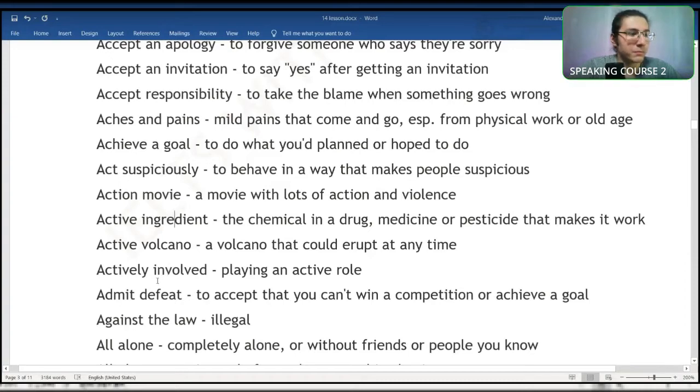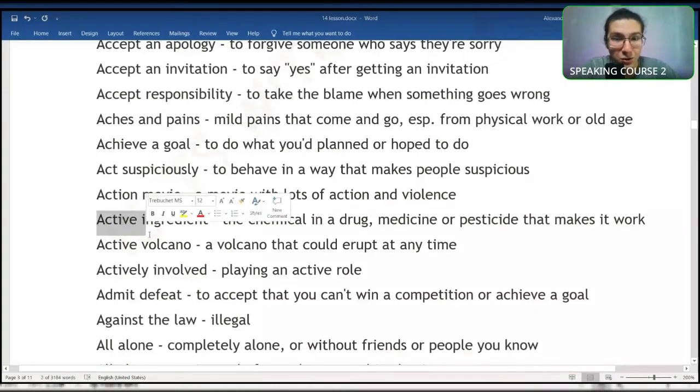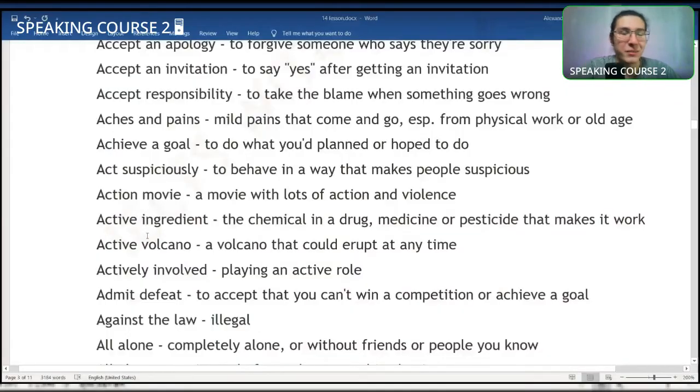The active ingredient in, I don't know, the active ingredient in Null Grip is... I'm not good at medicine. I don't know. The active ingredient of Coca-Cola is Coca-Cola. Active ingredient is basically like the main ingredient.